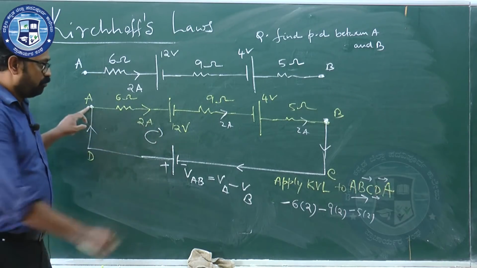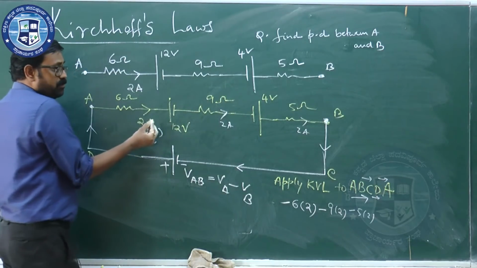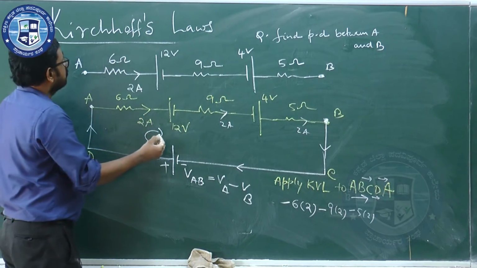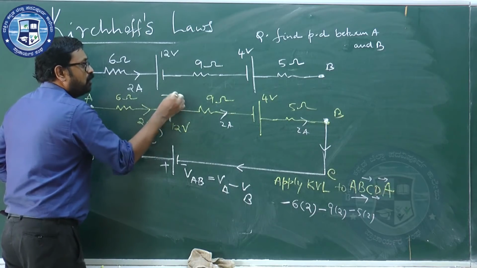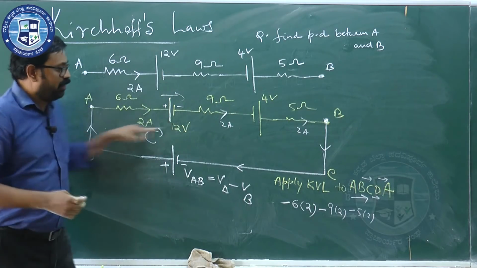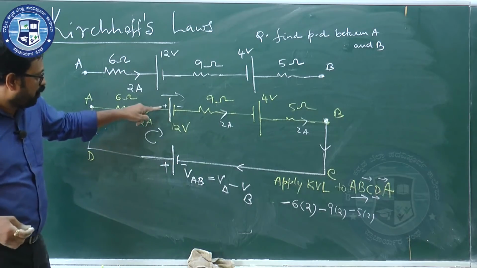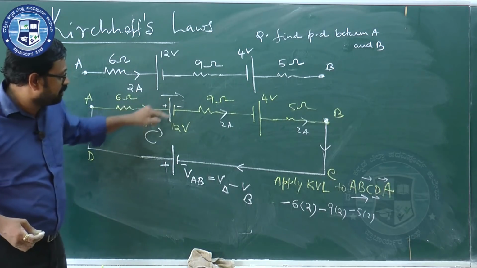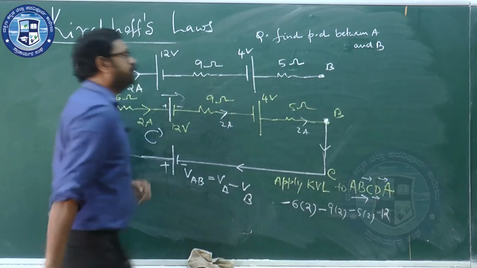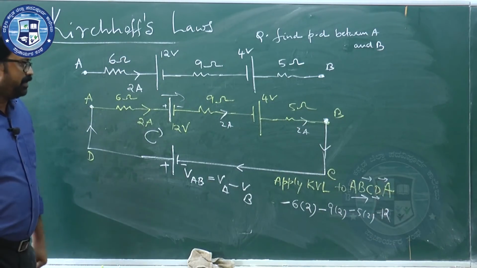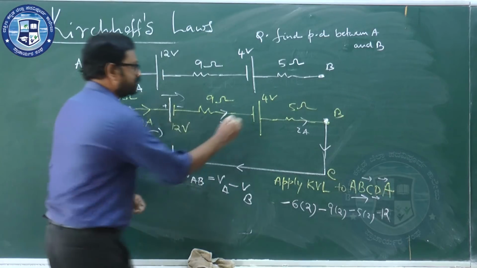See here. I am moving from A to B. When you are moving from A to B, who is the first cell you come across? This one. What is the EMF? 12 volt. Now I am moving from positive to negative. Correct? When I move along the direction of traverse, I am moving from positive to negative across the cell. Positive to negative means EMF should be taken as minus. Minus 12. I hope you followed.